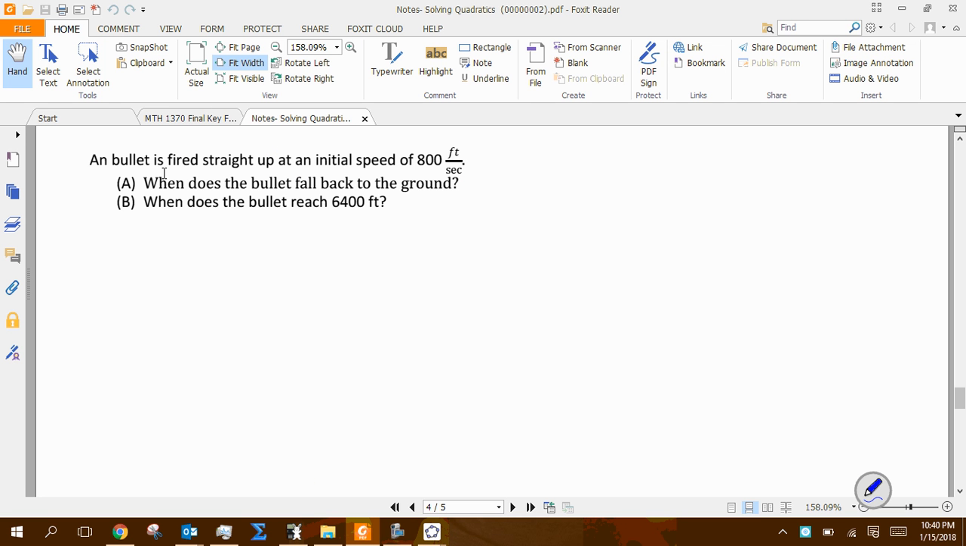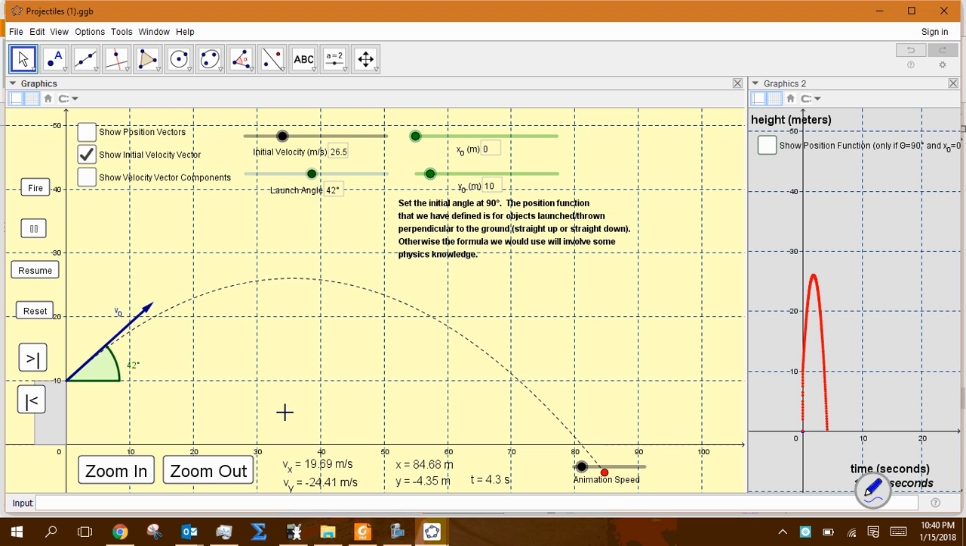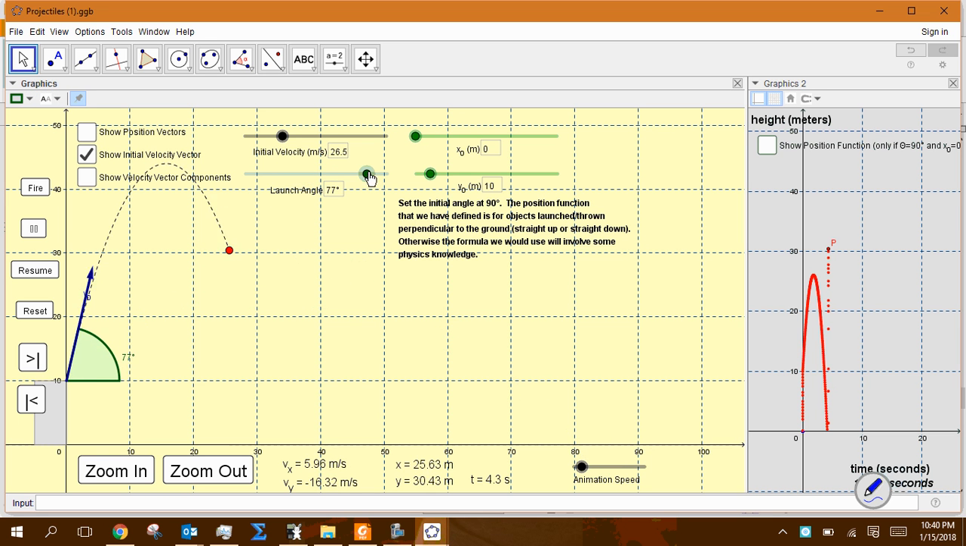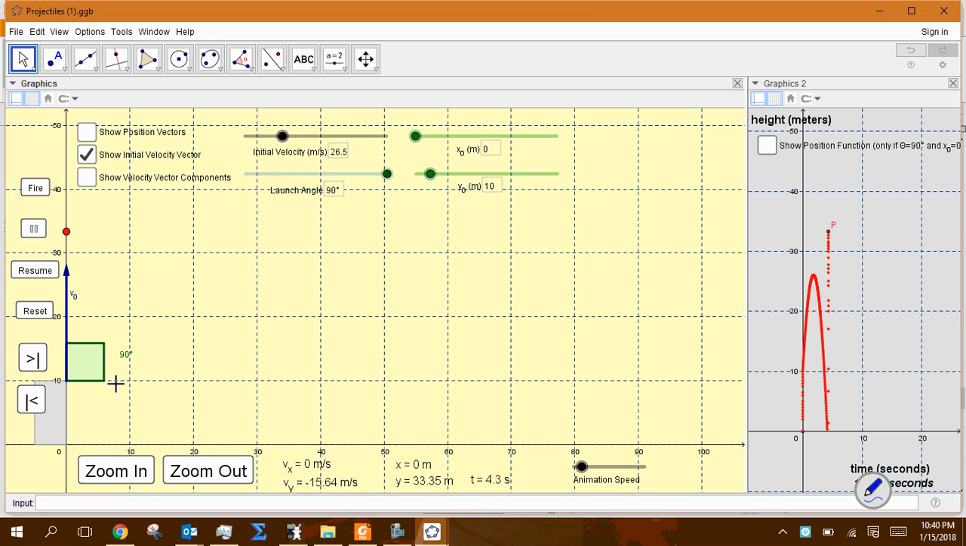What we're doing right now, in the question that I'm asking you in the examples here, where it says a bullet is fired straight up at an initial speed of 800 feet per second, is a little bit different. The idea is that I shoot it straight up. You see this when I shot at a 42-degree angle, but now I want to shoot the bullet straight up. Shooting straight up and down is going to be a 90-degree launch angle. Let's reset.